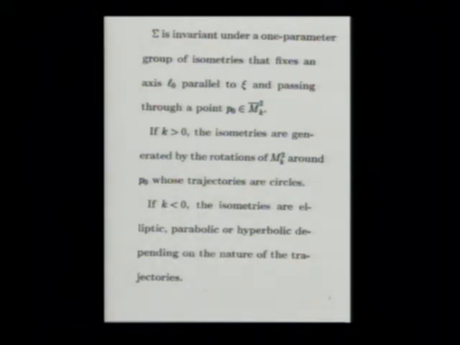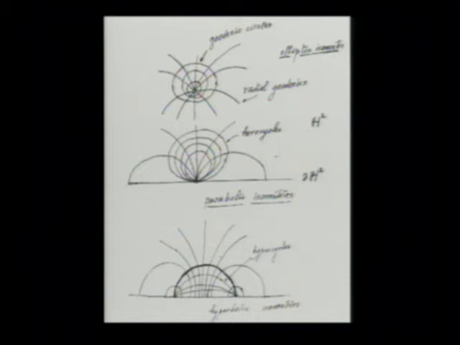When k is positive, that means this is a sphere, these isometries are just rotations around the point P0 whose trajectories are circles. If k is negative, the situation is much richer. You have all the one-parameter groups of isometries of the hyperbolic space. They will be elliptic, parabolic, or hyperbolic, depending on the nature of the trajectories. Next, please. You see this in the hyperbolic space. You may have geodesic circles and radial geodesics.